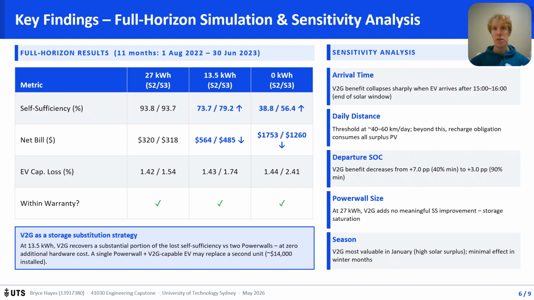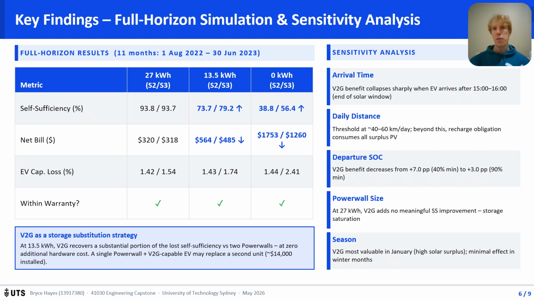However, when we look at scenarios of reduced Powerwall capacity, we can see correspondingly increased benefits in V2G functionality. For the 1 Powerwall scenario, which is 13.5 kilowatt hours, V2G produces a 5.5% performance gain in the self-sufficiency, and for the no Powerwall scenario, this is 17.6%. So similar benefits are observed in the net electricity bill. However, we must also note that the battery capacity loss also increases in these scenarios due to the additional cycling.